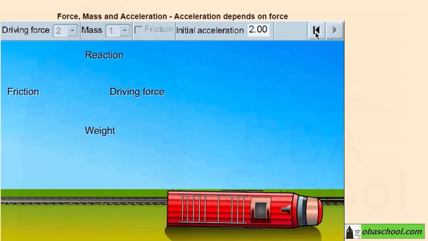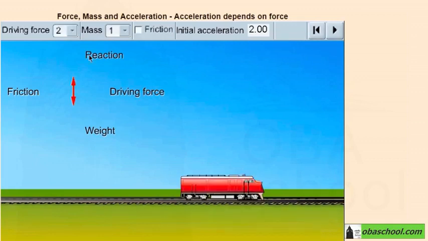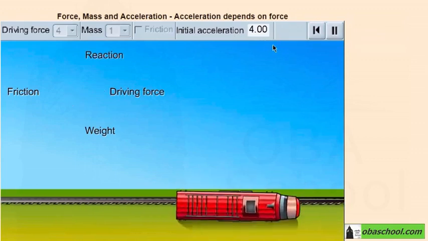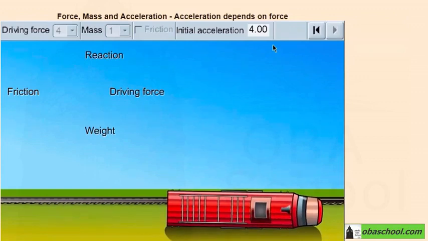Now I will reset the animation and set the driving force to 4. And we'll click play one more time. Notice that the initial acceleration becomes 4, and the train also fell off the rails.